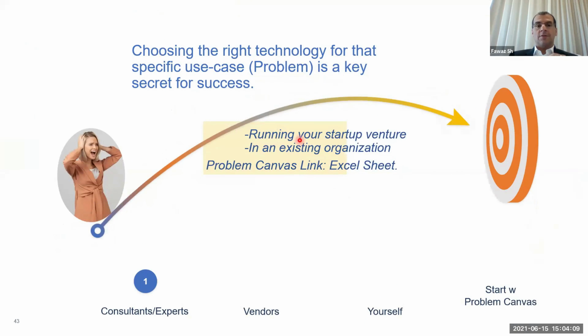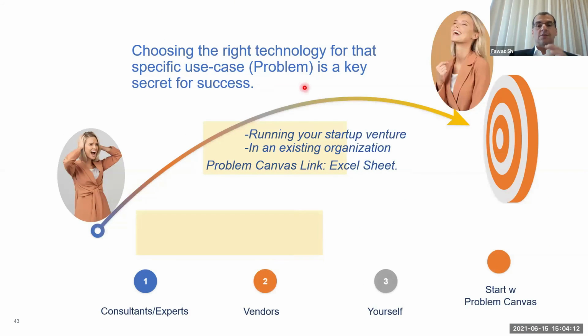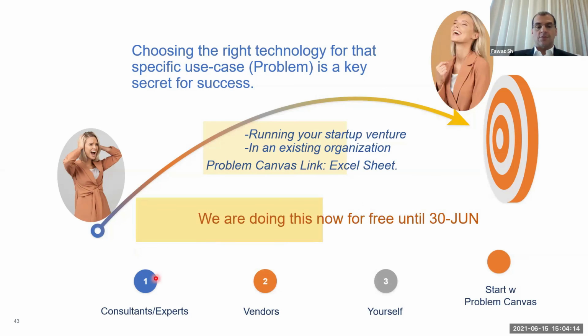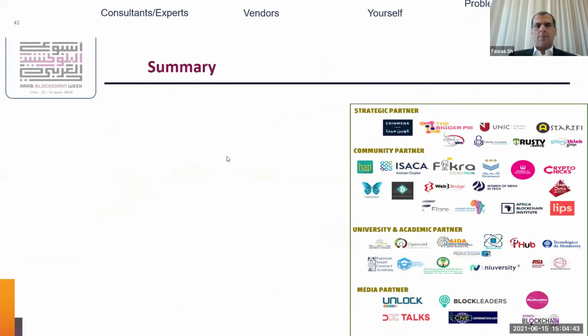So again, we talked about choosing the right technology for that specific use case as a key ingredient. Now you have options: consultants, vendors, or yourself. You can go with a consultant, which will cost you more. You can go with vendors, which may cost a bit more, and you have to go for a POC. But you can do it yourself by starting with the problem canvas and going through the top problems which have the highest impact on your organization, which will allow you to see what problem you can start solving today, and that will elevate your career in your organization.